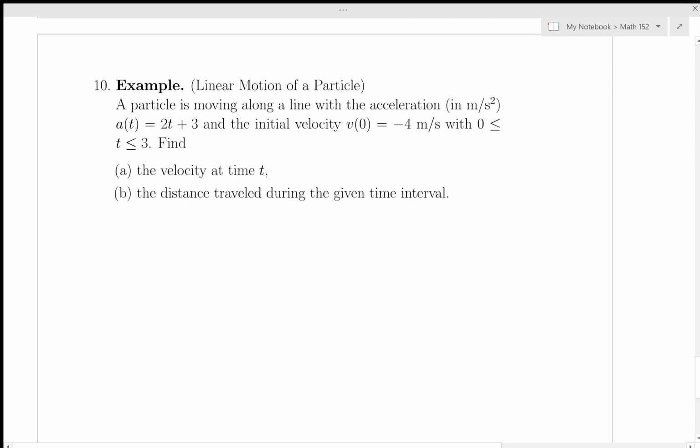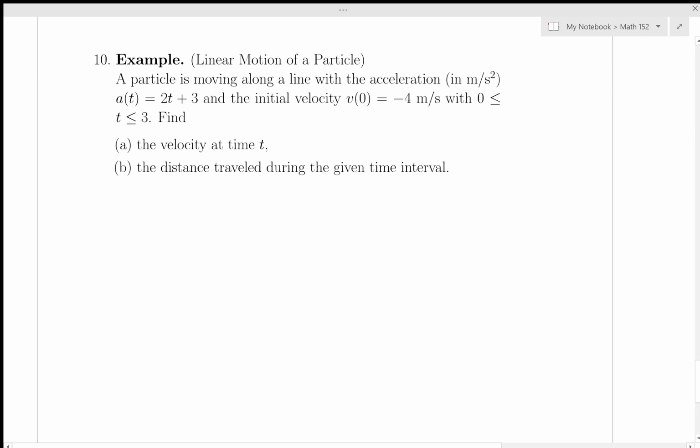Okay, so let's now just talk about the linear motion of a particle. A particle is moving along a line with some sort of acceleration and an initial velocity. We want to find the velocity at time t. It starts out at -4 meters per second, and it has an acceleration of 2t plus 3 meters per second squared, and we've got t between 0 and 3. And then we want to find the total distance.